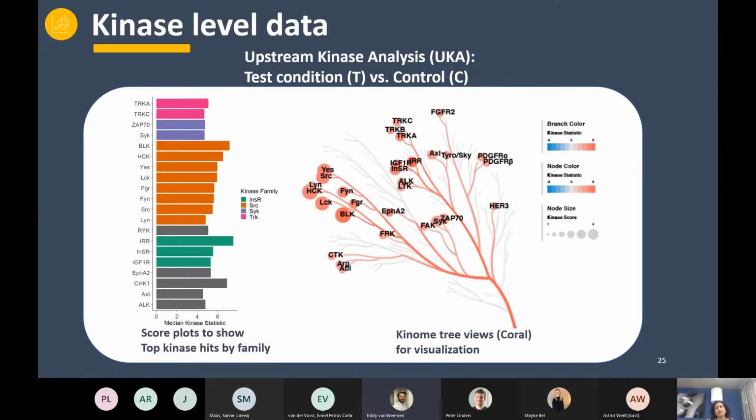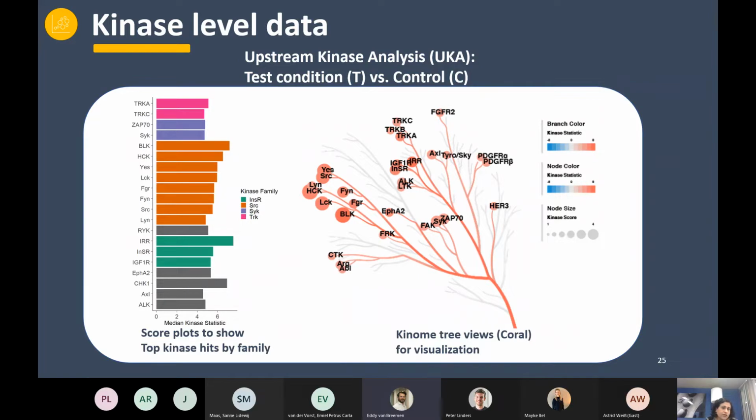Then for the kinase level data, these are what's all shown in the supplement, for instance. This is a tyrosine kinase example, and you can visualize the coral tree, where we can see which families are the most activated or not, or inhibited. So here, for example, the size of the circles will show the ranking, which are the top ones have bigger circles. The color will show you the direction, either it's an activation or if it's blue, it's an inhibition.